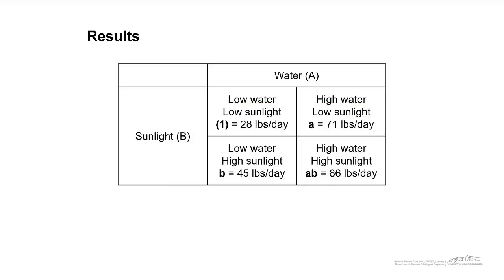So let's take a look at our example. Let's say now we go out and perform the experiment and we collect some data. At (1), where we have low levels of both A and B, we get about 28 pounds of wheat per day. At little a, we get 71 pounds per day. At little b, we get 45 pounds per day. And when we're at a high level of both water and sunlight, we get about 86 pounds per day.